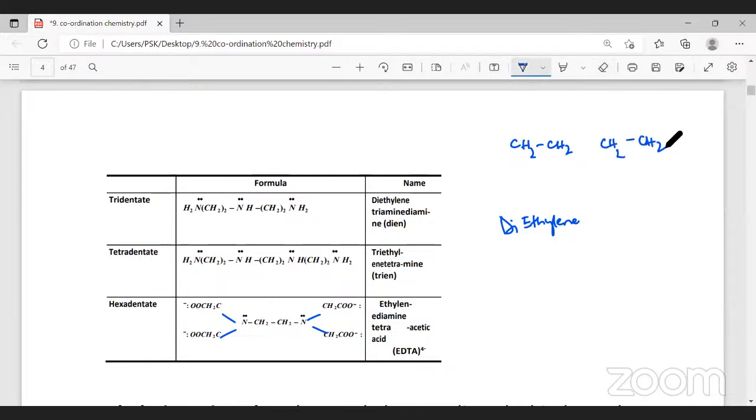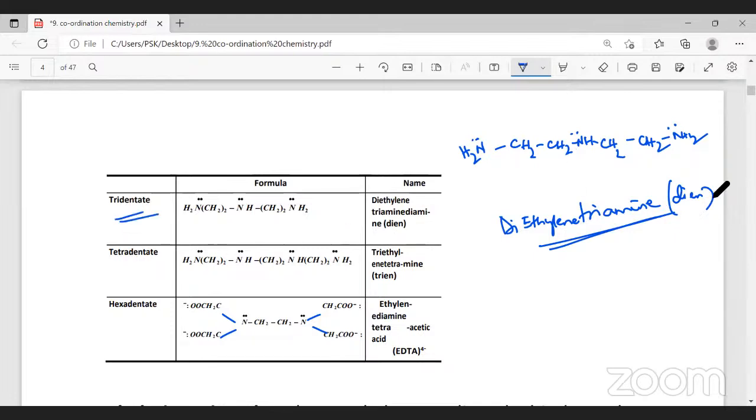Now, once the pi bond breaks, an NH2 group bonds here. Here also one NH2 group gets bonded. And between these two carbons, since the valency of nitrogen is 3, only one NH gets bonded. So we have one pair of electron donor, two pairs of electron donor, three pairs of electron donor. It's diethylene. How many amine? Triamine. So diethylene triamine. It is abbreviated as DIEN. So it's an example of a tridentate ligand.